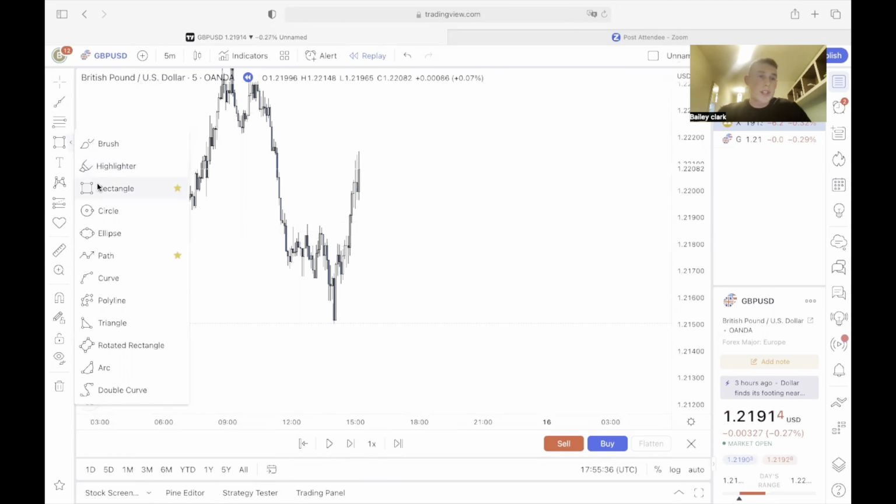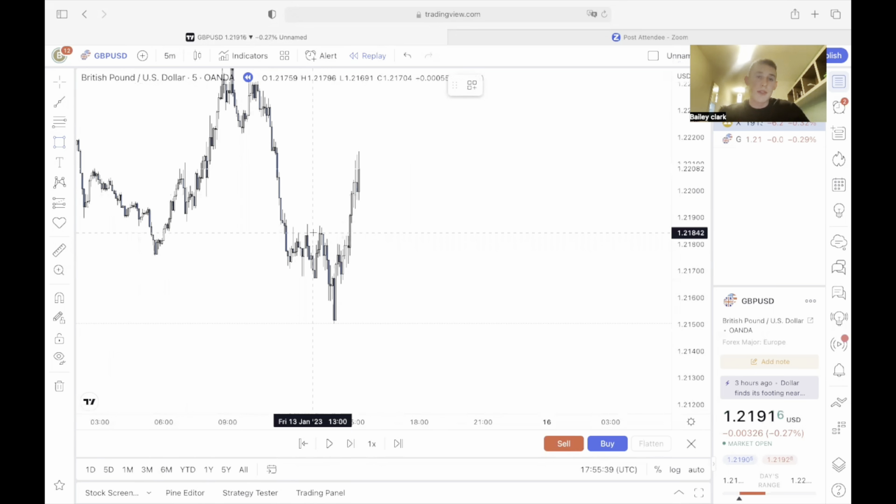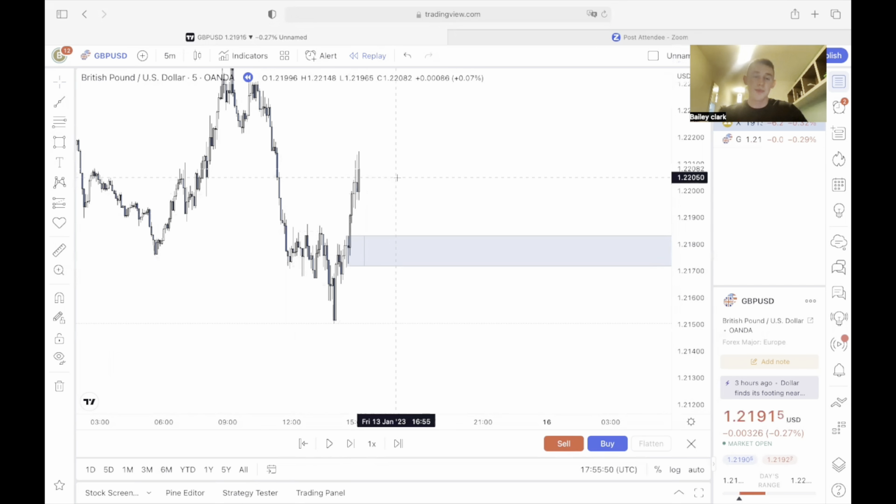What I also noticed was that once price broke above this structure, the sell to buy candle, which caused this area to break, was this area of demand in here.